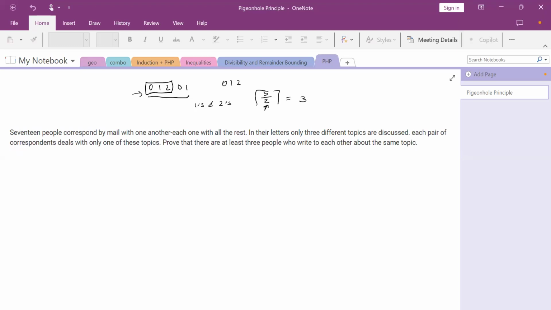In the question, does that mean that there are 17 into 16 mails in total forwarded? 17 into 16 divided by 2. Okay, 17 C2. Yeah.